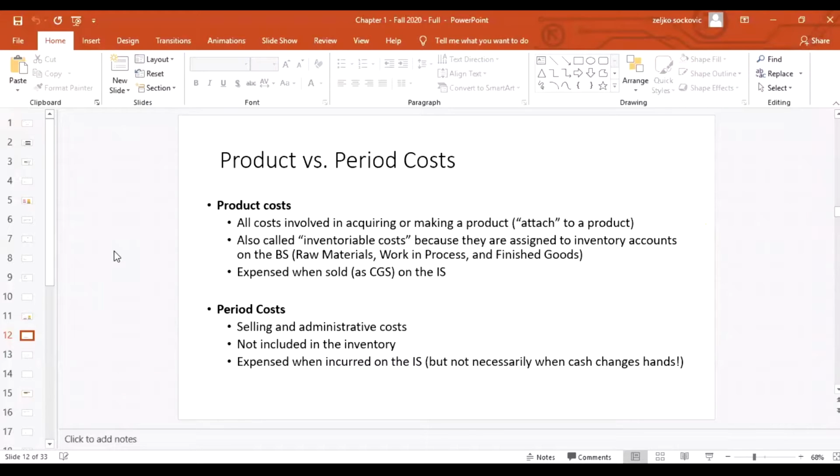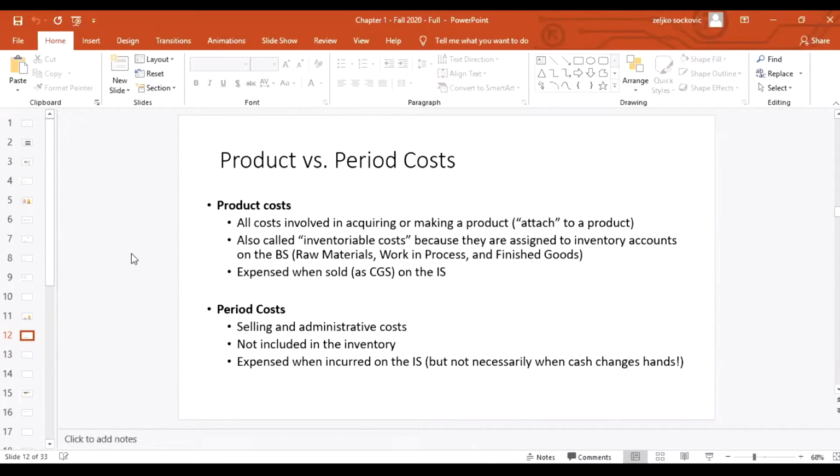So you see here this division between product cost and period cost. You will see in a moment in an income statement how this looks. Product costs are also called inventory costs because they are assigned to inventory accounts: raw materials, work in process. Again, this will become much more important in chapters 2 and 3. And then period costs are not related to the product. That's the main thing. If it's easy for you to remember, you can call them non-product costs.